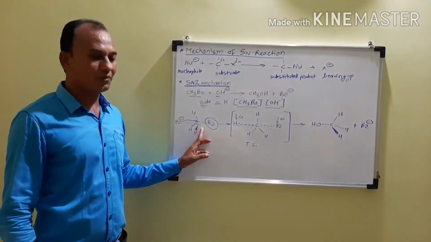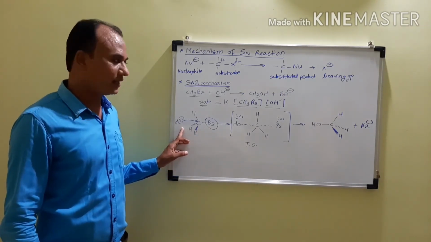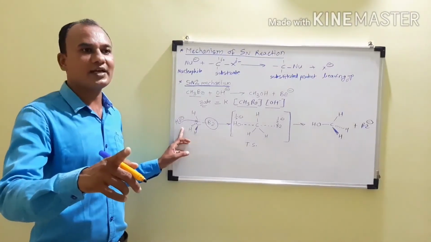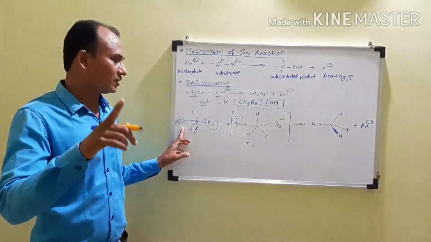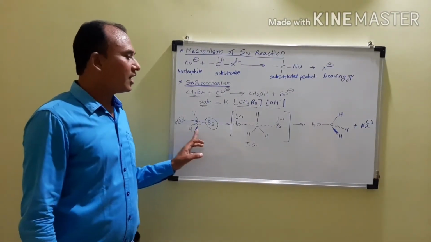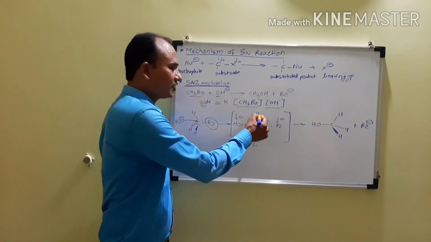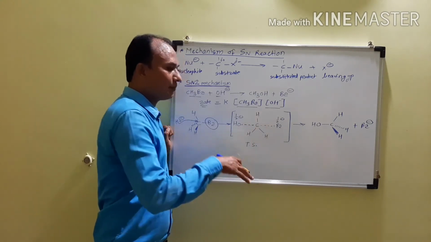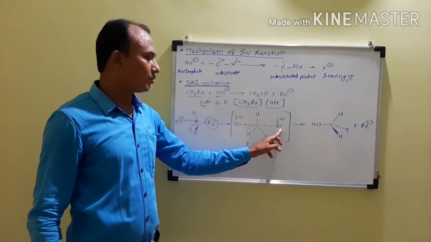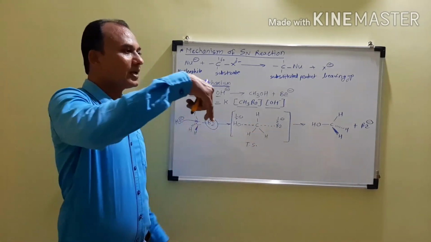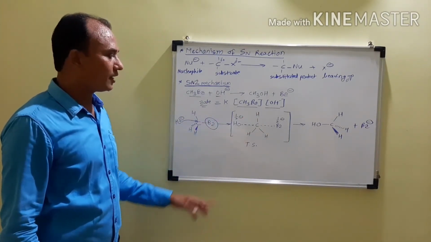If this is the optically active substrate, in that case there will be an attack of the hydroxyl ion from the back side due to two reasons: steric hindrance or steric crowding, and repulsion between the same charges. And then we are getting the transition state. If you observe the transition state, these three hydrogen atoms are present in one plane, and the hydroxyl ion and the bromide ion which are attached to this carbon are perpendicular to the plane of these three hydrogen atoms, and that is the pentacovalent transition state.